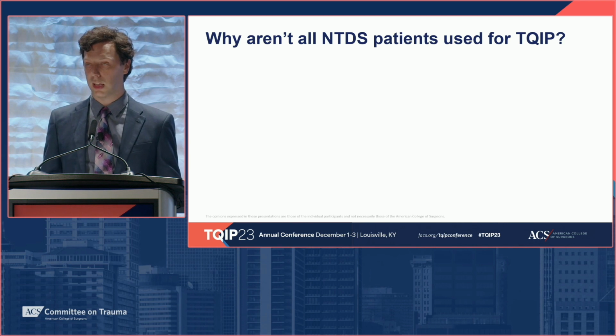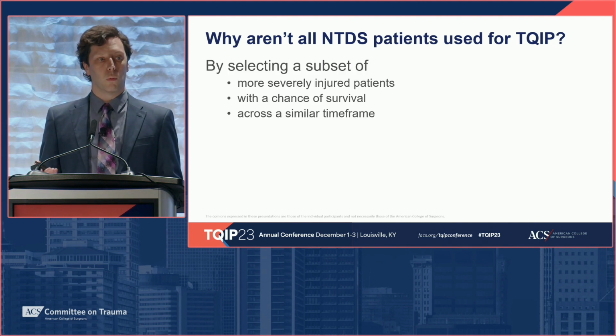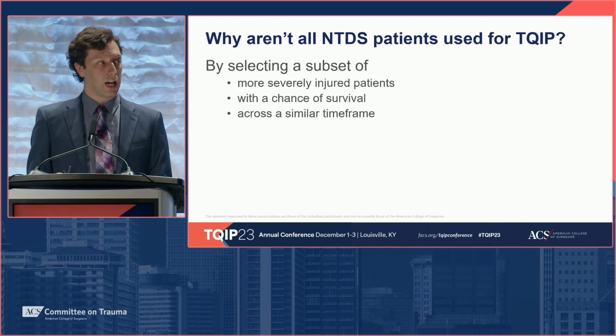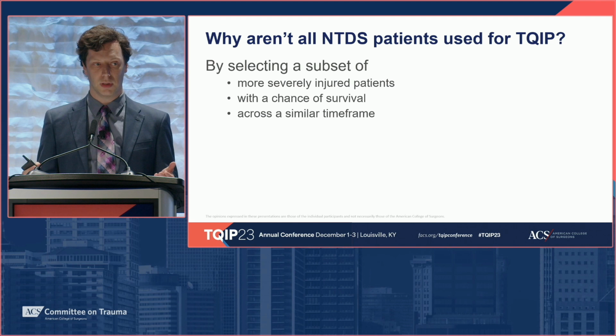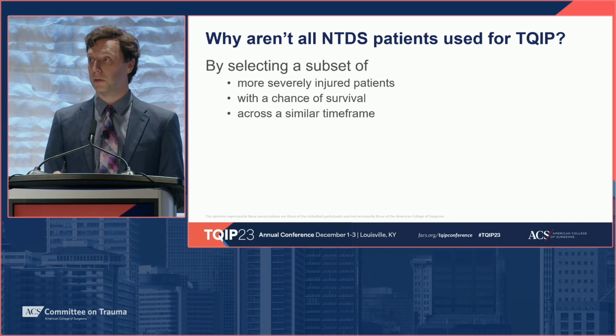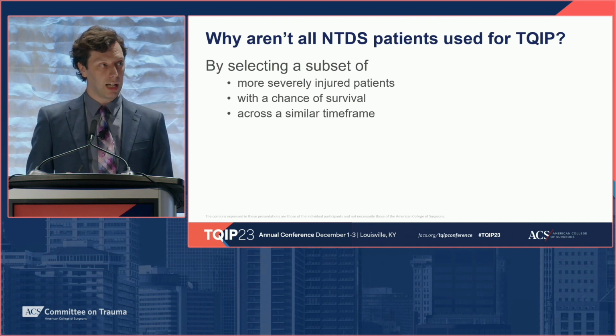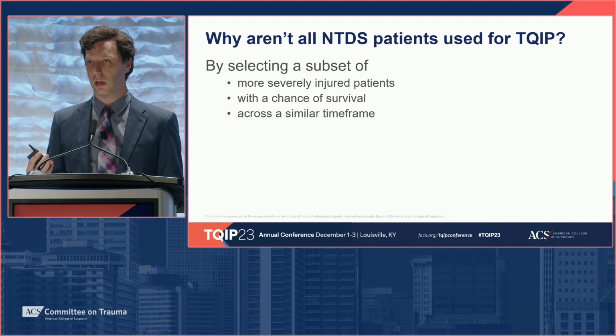So the obvious question is, why aren't all NTDS patients used for TQIP? After all, on a simple level, it seems like the more patients, the better, right? Well, we're interested in certain outcomes, and fortunately, those outcomes like mortality are relatively rare across the whole NTDS sample. Most patients do live, which is good news, but in terms of prediction, we want to select the more severely injured patients. At the same time, we want those patients to have a chance of survival. From our perspective, it doesn't make sense to include a patient who has an advance directive to withhold life-sustaining care because that's not giving an accurate measure of your center.